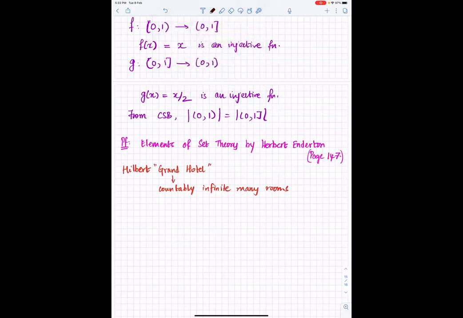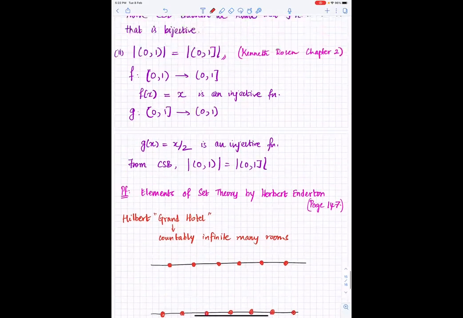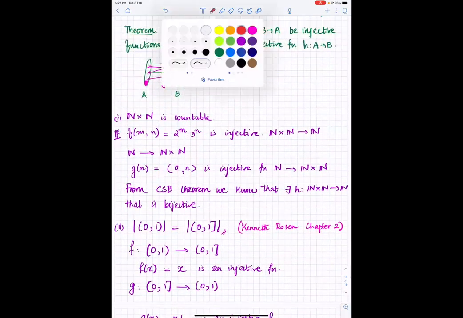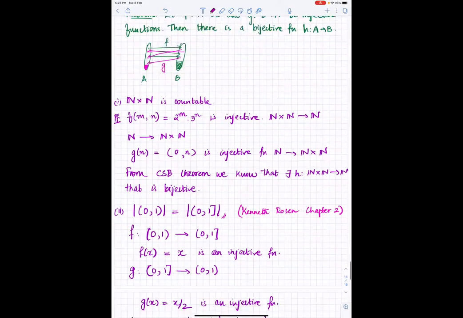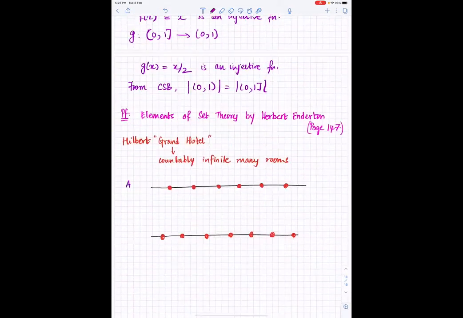Okay, so we have some rooms and we have some guests here. Let me put some guests here and also some rooms. So the A and the B that we have in the statement of the theorem: A will denote the set of guests, and the set B we will use to denote the set of rooms.